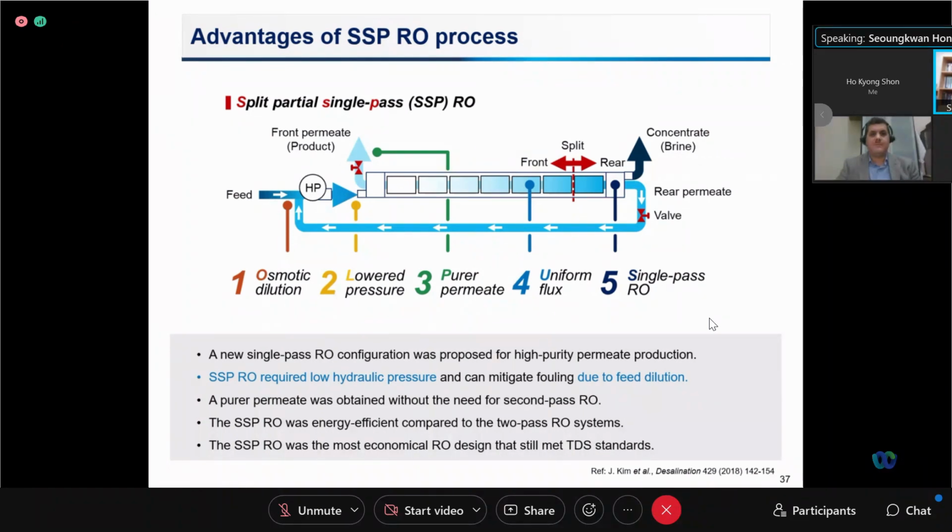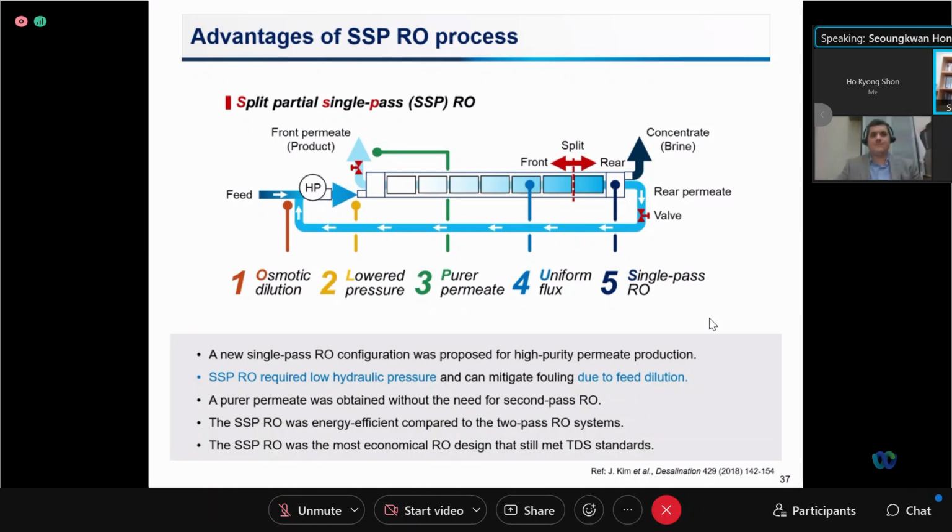Single pass SSP RO. To produce pure permeate while maintaining the low energy of single pass RO, we proposed a new RO configuration, so-called split partial second pass, SSP. In a pressure vessel, the front module produces pure permeate, while the rear permeate is more saline. SSP is then designed so the rear permeate is recycled to the feed to dilute it.